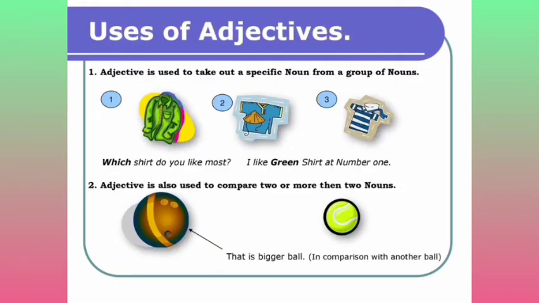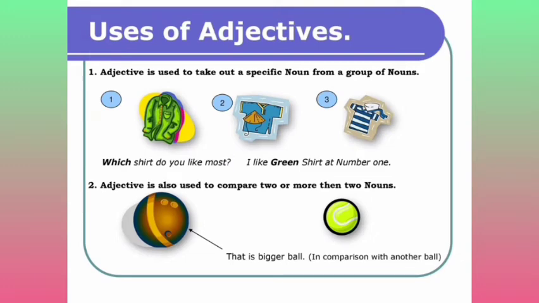Now, the uses of adjectives. An adjective is used to single out a specific noun from a group of nouns. For example, here you can see three types of dresses, and the question is: which shirt do you like most? I like the green shirt at number 1. An adjective is also used to compare two or more nouns. The spelling of than is T-H-A-N. That is a bigger ball in comparison with another ball. So these are two usages of adjectives.